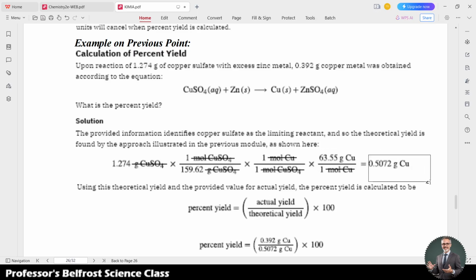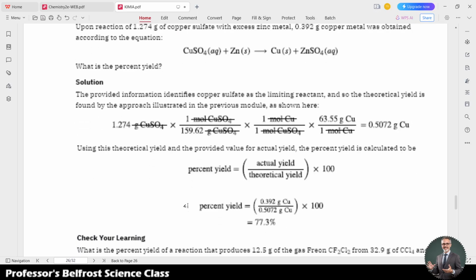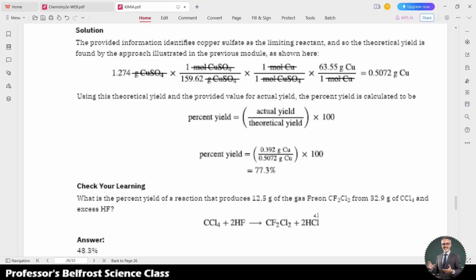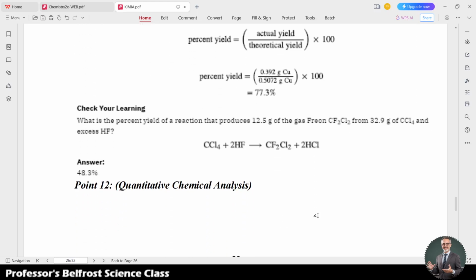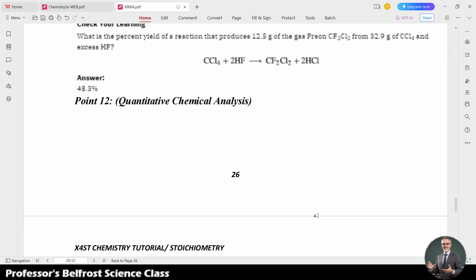So the percent yield is lower, right? Because we only get 0.392, and actually we are expected to get this. So this is only 77.3%, the percent yield.